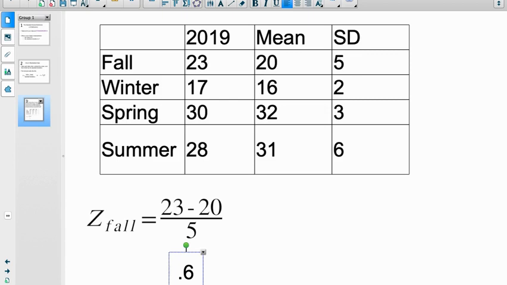We can do the same process for winter, value minus mean over standard deviation, and we get a Z value of 0.5. So in winter, he was only 0.5 standard deviations above the mean score of 16. So this tells us that he actually did better, so that he's more standard deviations above the mean in fall than winter.